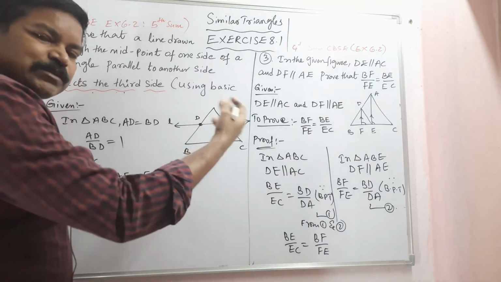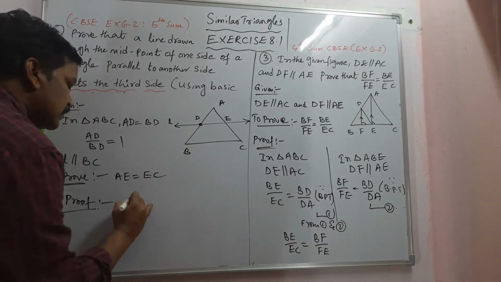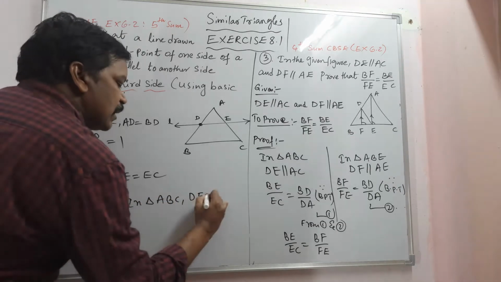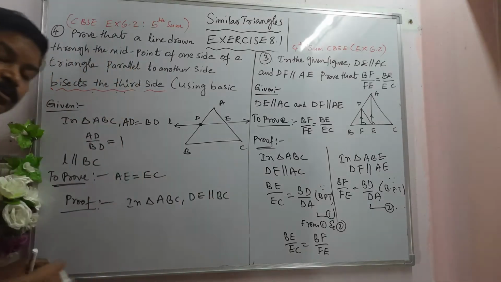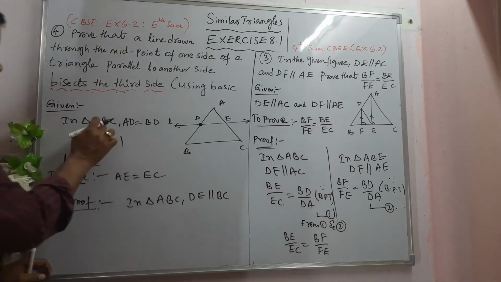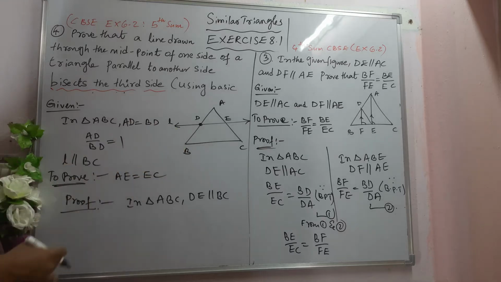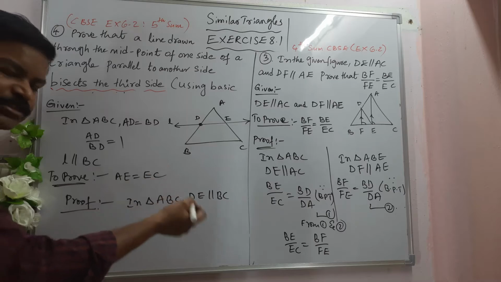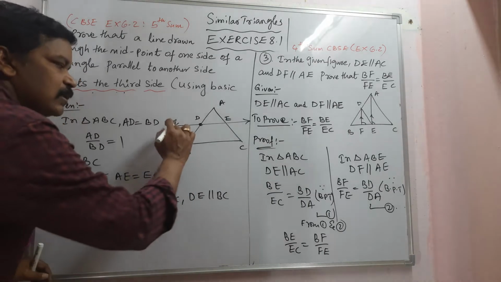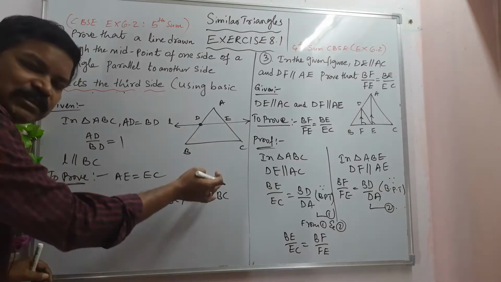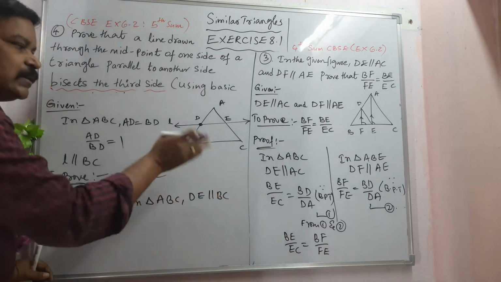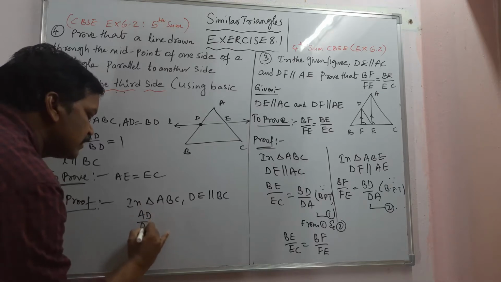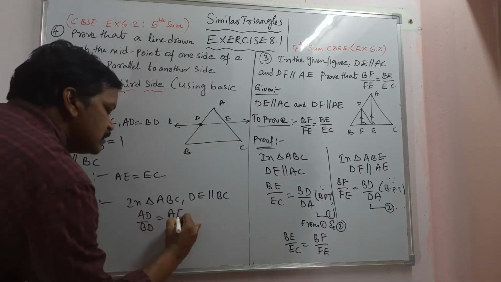Again, we use the basic proportionality theorem. Here, in triangle ABC, DE is parallel to BC. This is given, no students? L is parallel to BC, and DE is also part of L, right? Now we can apply the basic proportionality theorem. Whenever a line is parallel to one side of a triangle, according to the basic proportionality theorem, it divides the other two sides in the same ratio. That means AD by BD is equal to AE by EC.